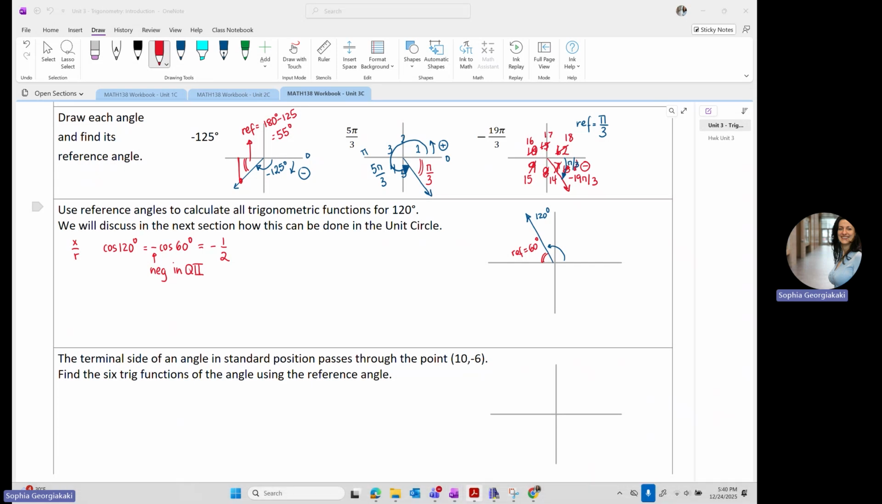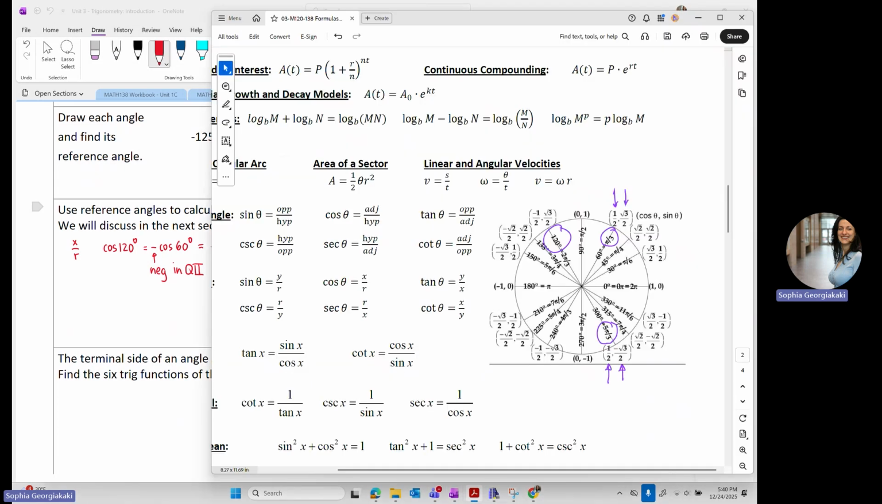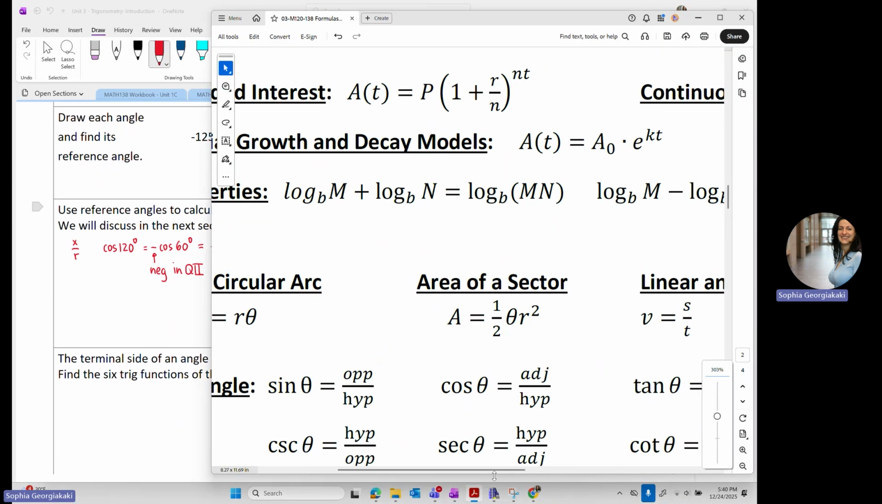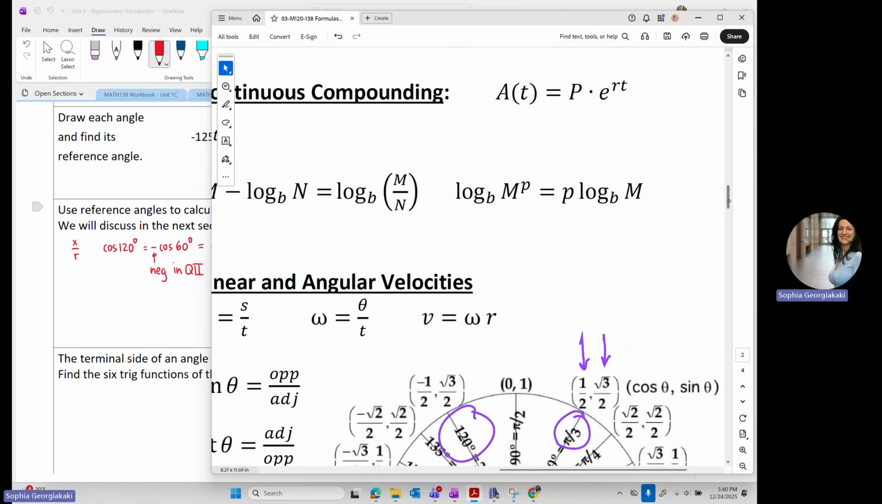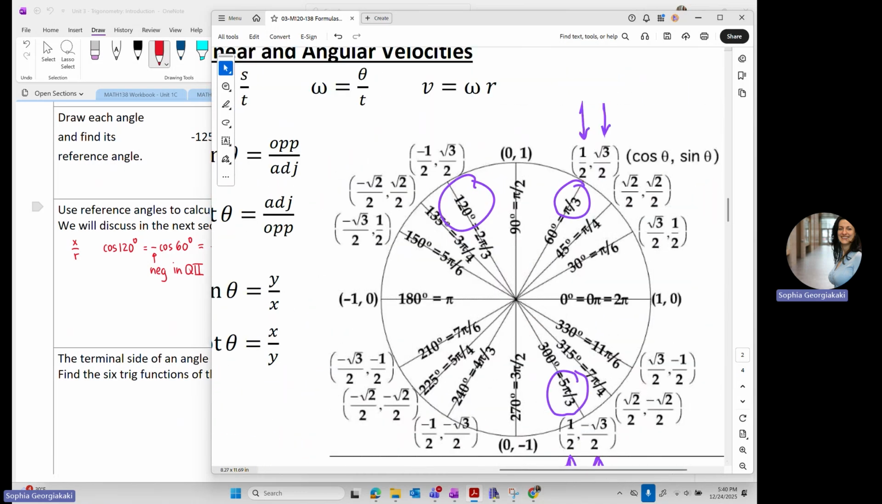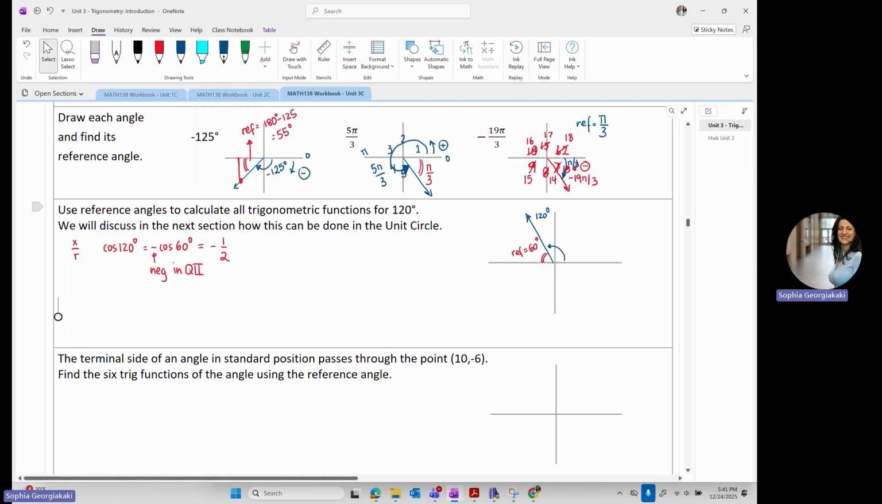And again, let me check with my formula packet. Per my formula packet, the cosine is the first coordinate of every point here, and the cosine of 120 is negative 1/2, which is the opposite of the cosine of 60. The sine of 120 will be equal to the sine of 60 degrees.